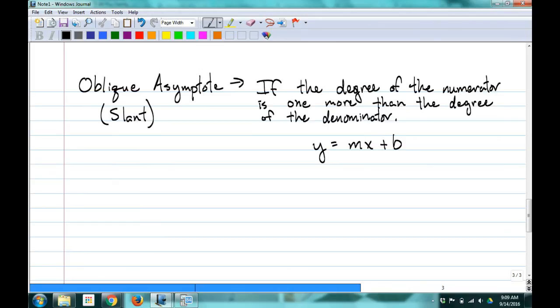All right, so if the degree is anything else happening, numerator compared to denominator, then you just don't have the oblique or horizontal. You will never, and this is pretty important.